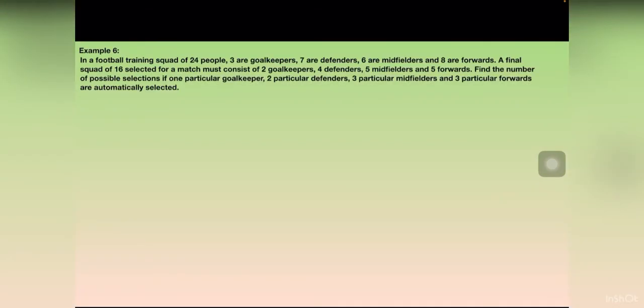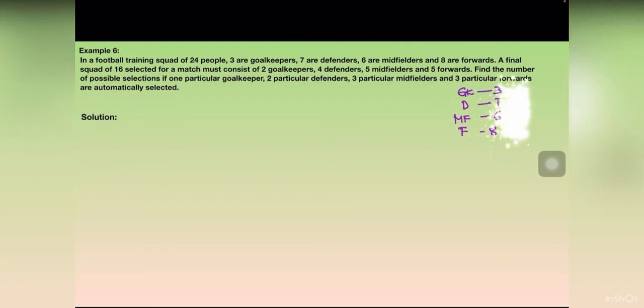Example 6. In a football training squad of 24 people, 3 are goalkeepers, 7 are defenders, 6 are midfielders, and 8 are forwards. A final squad of 16 selected for a match must consist of 2 goalkeepers, 4 defenders, 5 midfielders, and 5 forwards. Find the number of possible selections if 1 particular goalkeeper, 2 particular defenders, 3 particular midfielders, and 3 particular forwards are automatically selected.